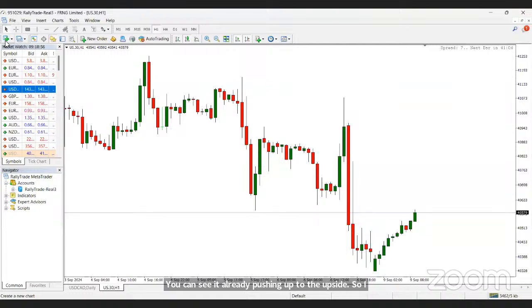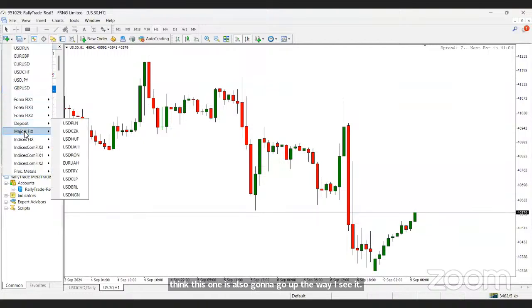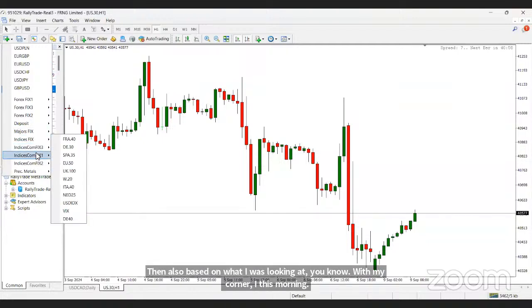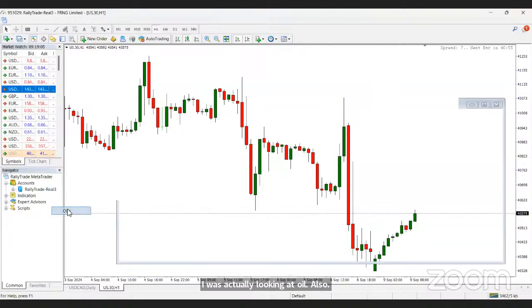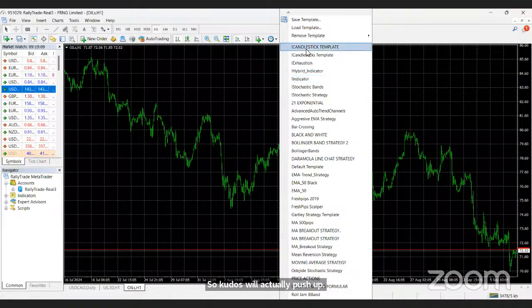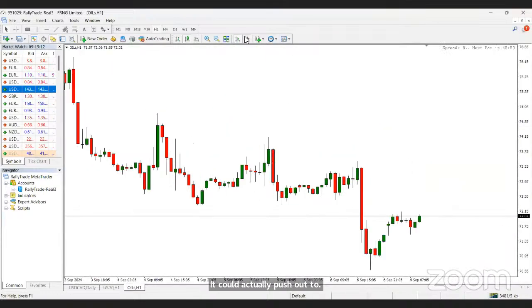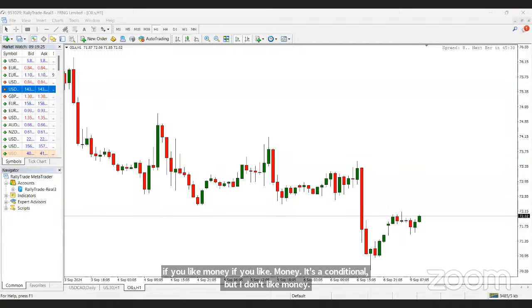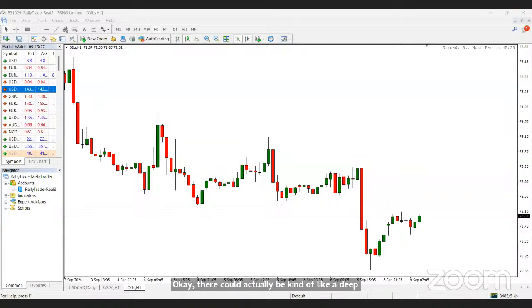Then also, based on what I was looking at with my corner eye this morning, I was actually looking at oil also, crude oil. So crude oil could actually push up also. So let's see to it that we are buying these ones I just gave you guys. Crude oil, I think it should be a buy. If you like money, you can just buy crude oil this morning. That's if you like money. It's a conditional statement. There are some people that don't like money. Crude oil could actually be kind of like a deal breaker for you guys too.